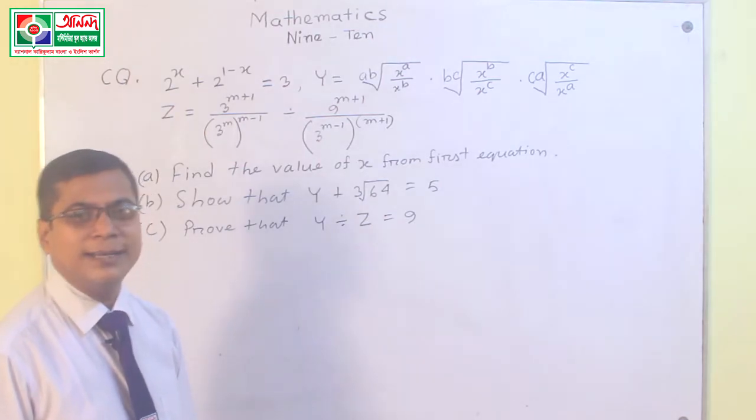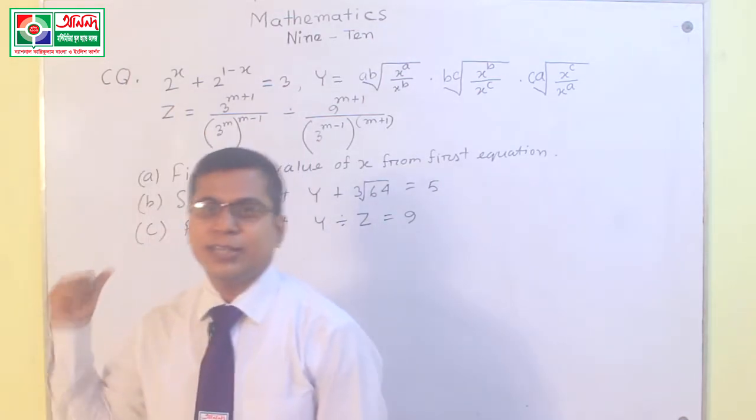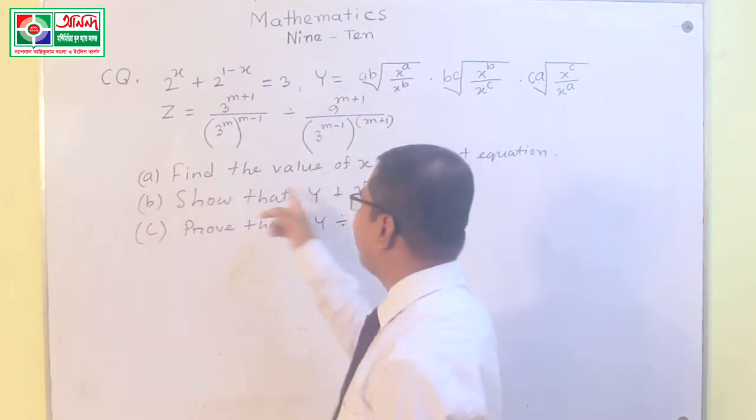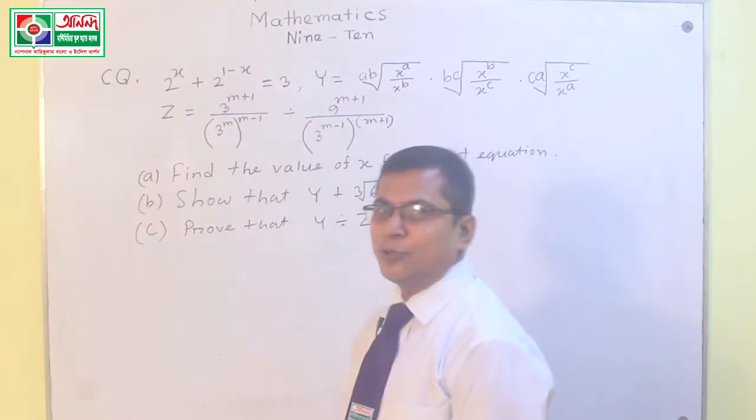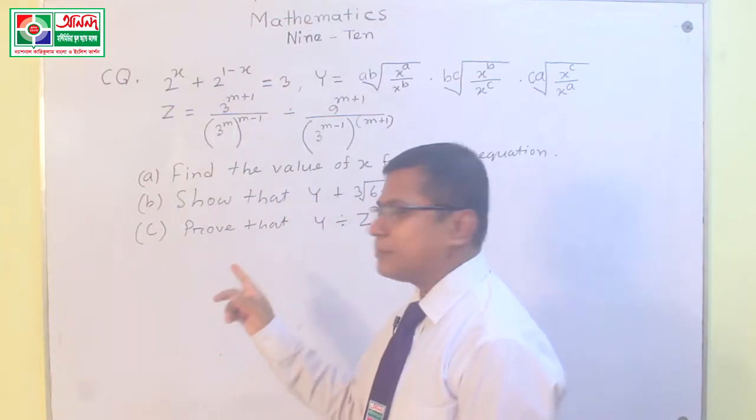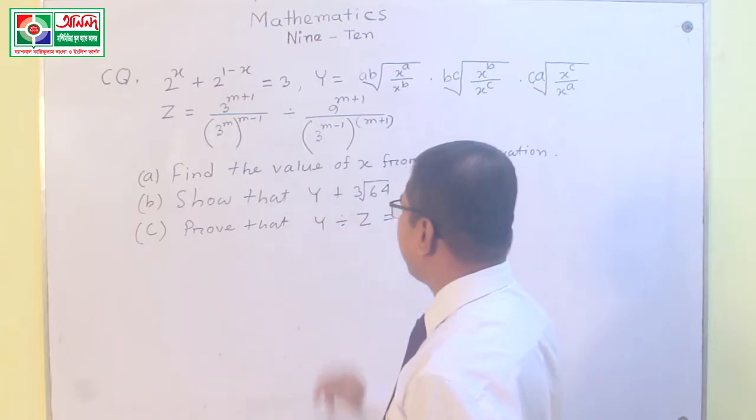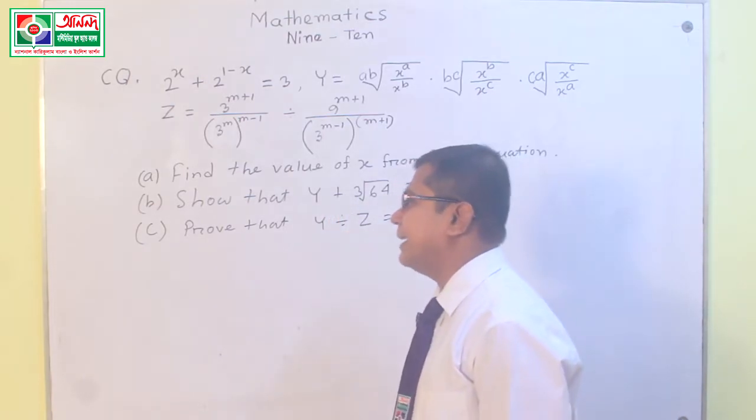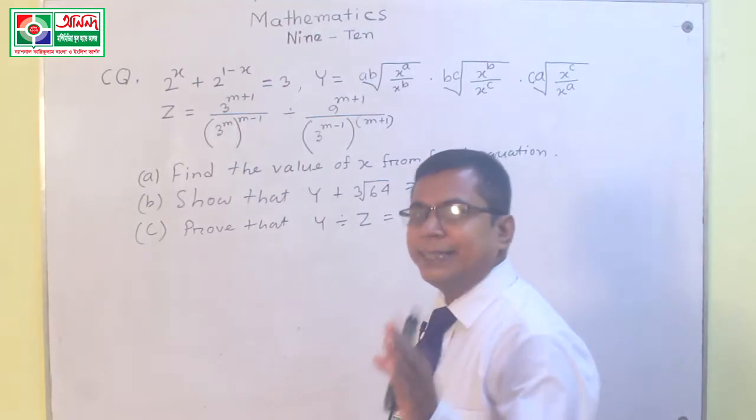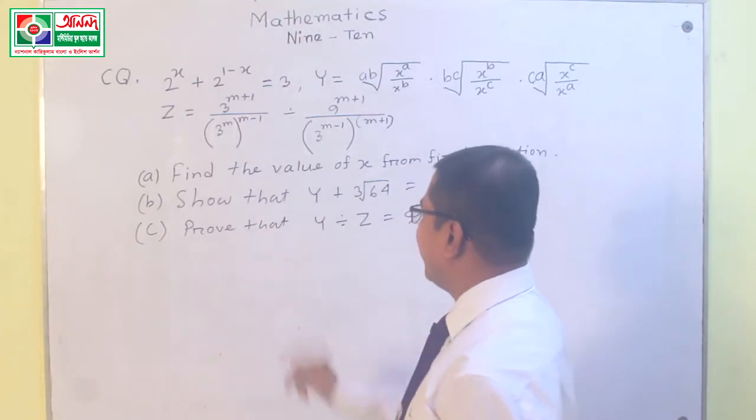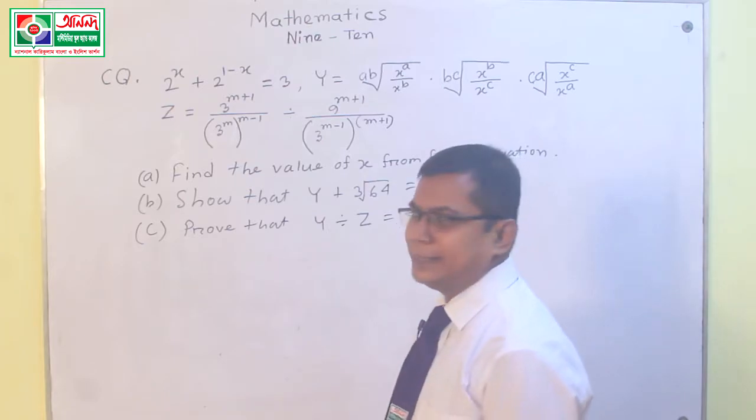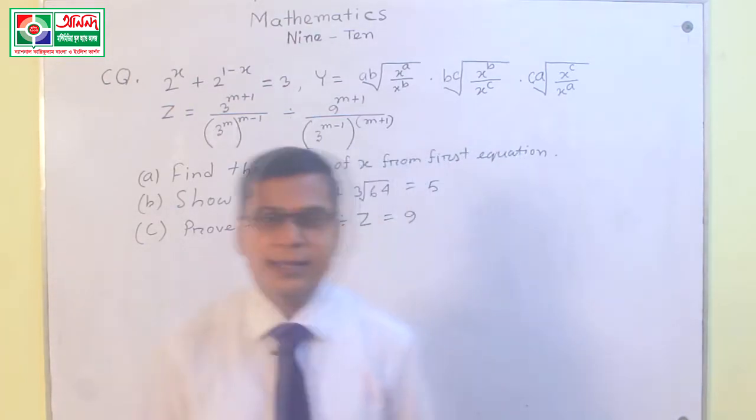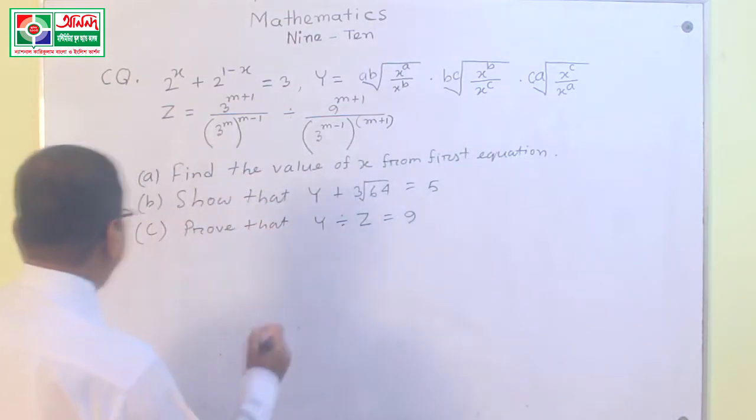In the question they have said A, find the value of x from the first equation, and question number B they have said show that y plus cube root 64 equal to 5, and finally in question number C they have said prove that y by z equal to 9. Dear students, now we will do question number A.